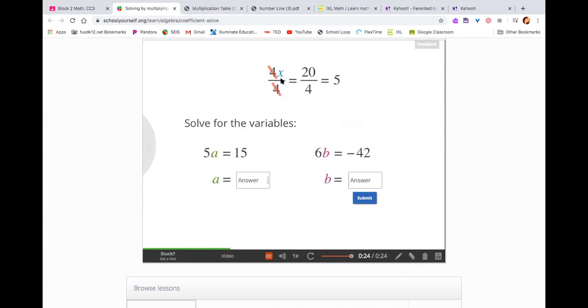Okay, so for here we put a line and a 4. So what do I want to do for this one? Line and a 5. And am I doing it to one side or both sides? Both sides. Okay, so these cancel out. And then 15 divided by 5 is? 3.